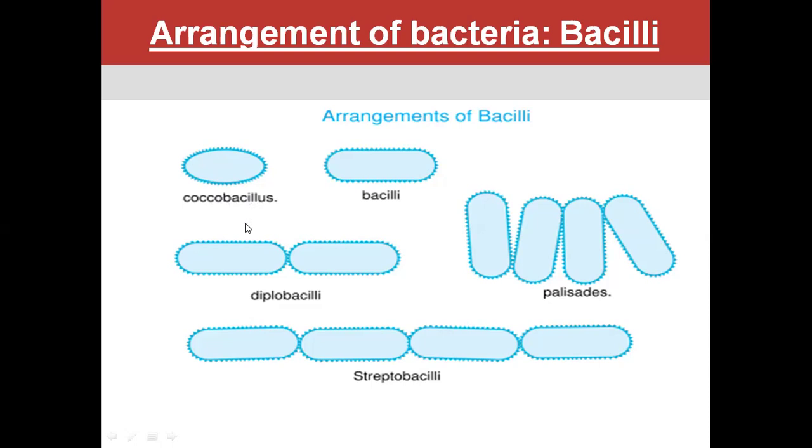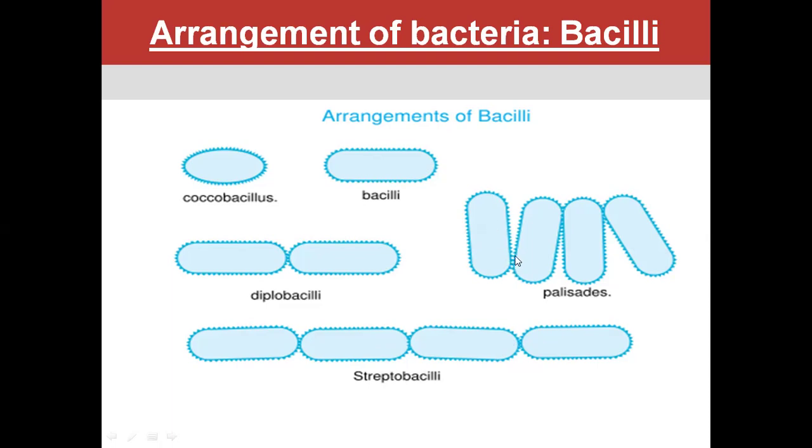Next, diplobacilli. Diplobacilli means two bacilli are arranged as a pair. For example, Moraxella lacunata is a diplobacillus. Next, streptobacilli. Strepto means chain. So the bacilli are arranged in a chain form. This is streptobacilli.